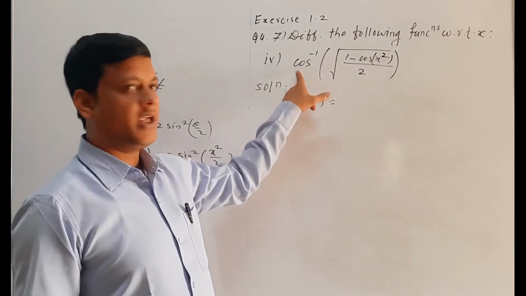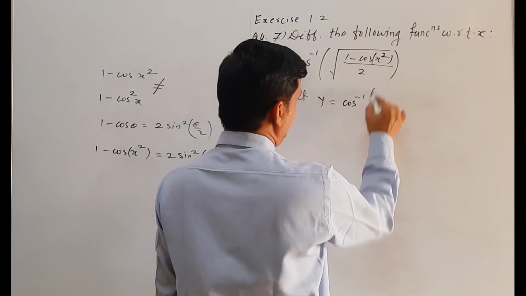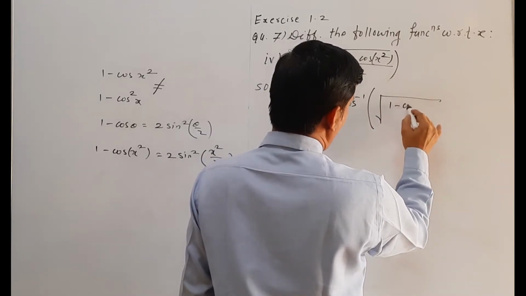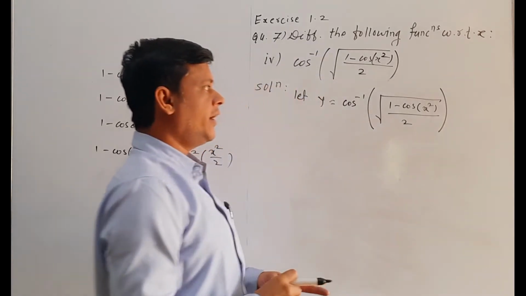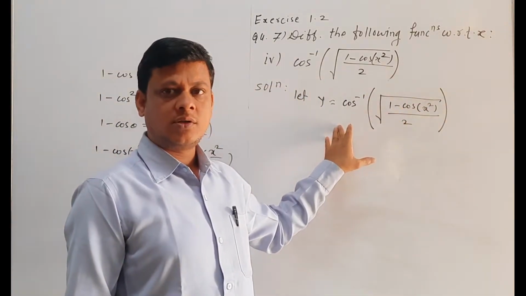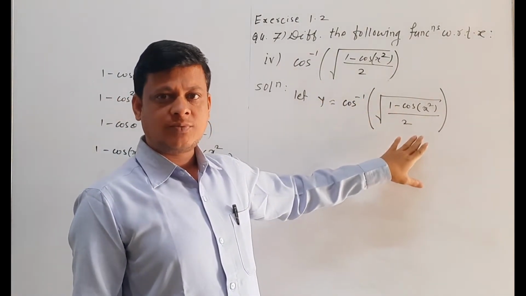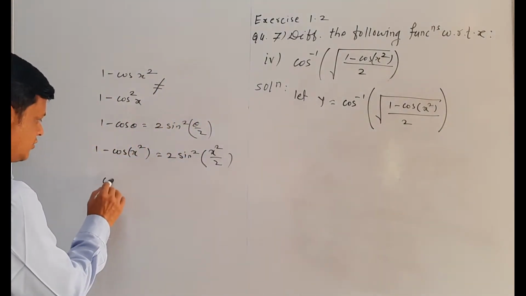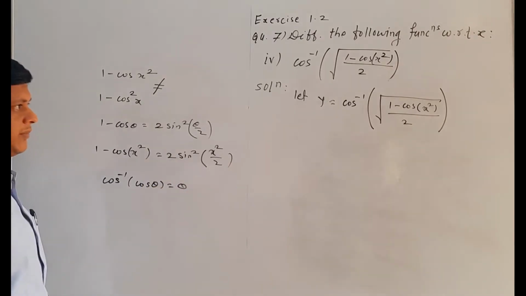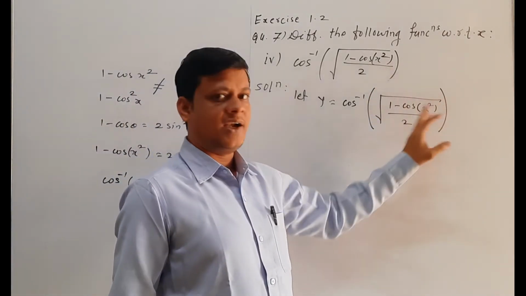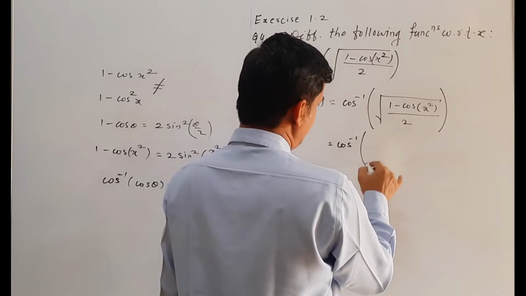So first we denote the given function as y. So we write in the solution, let y is equal to cos inverse of root of (1 minus cos of x square) upon 2. Now we have to reduce this bracket in terms of cos because the outer function is cos inverse. So if the inner function is in cos form, we use the property cos inverse of cos theta is equal to theta. That means we try to reduce this bracket in terms of cos theta. So we write here cos inverse of.